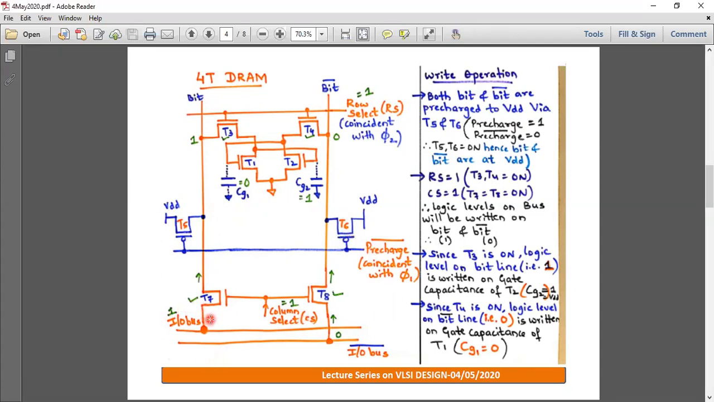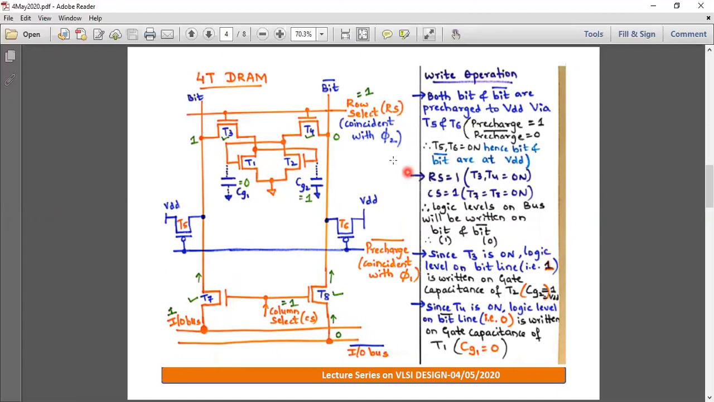So let us assume you want to store logic 1 and logic 0 in this memory cell. So via this bus, we'll be writing logic 1, and the input output bar bus will be at logic 0.